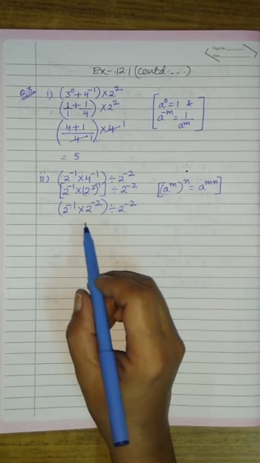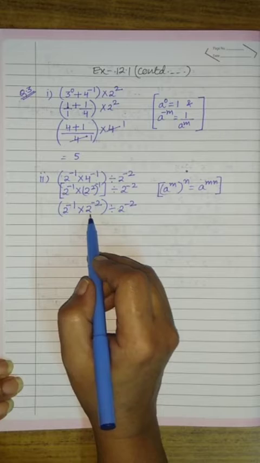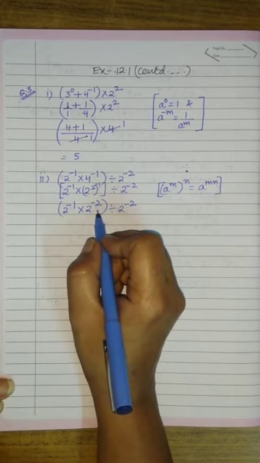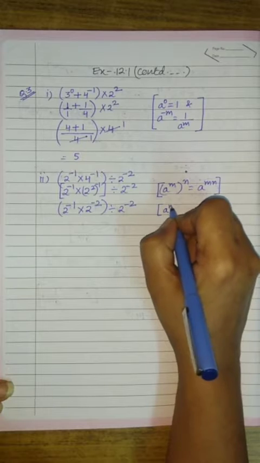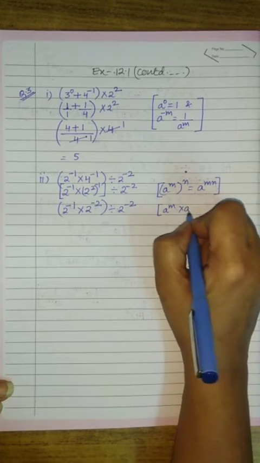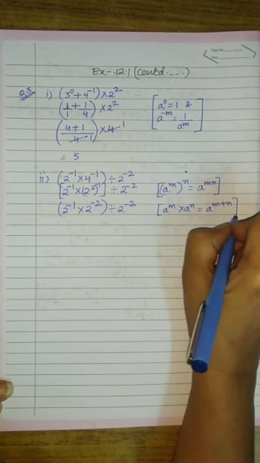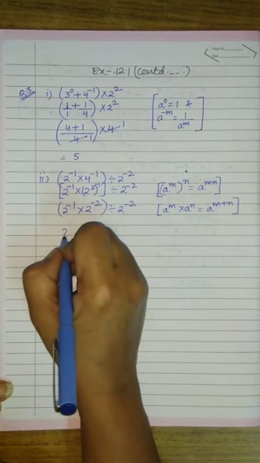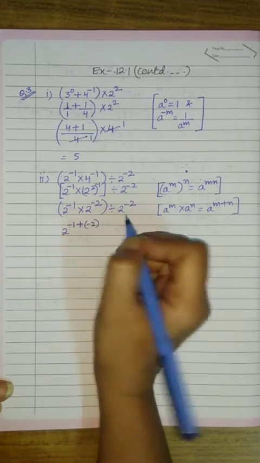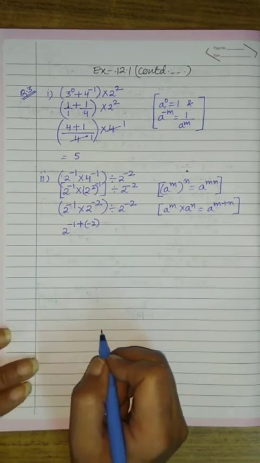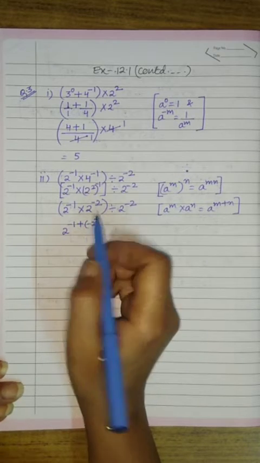Now all the bases within the bracket are equal, so powers will be added. Here we will use the law of exponent, that is a raised to power m into a raised to power n is equal to a raised to power m plus n. So we got 2 raised to power minus 1 plus minus 2. Both the exponents are added because the bases are same, that is 2.